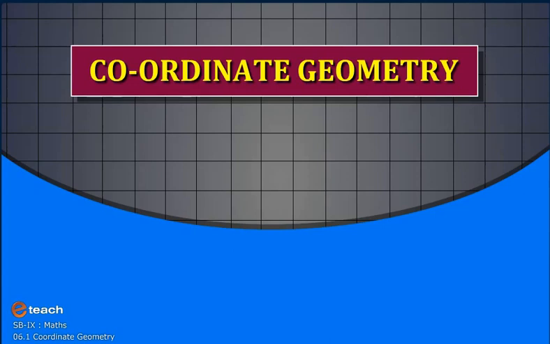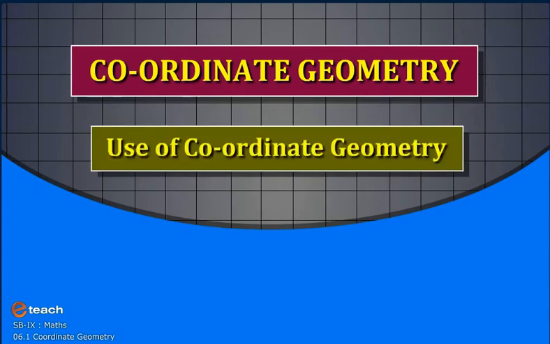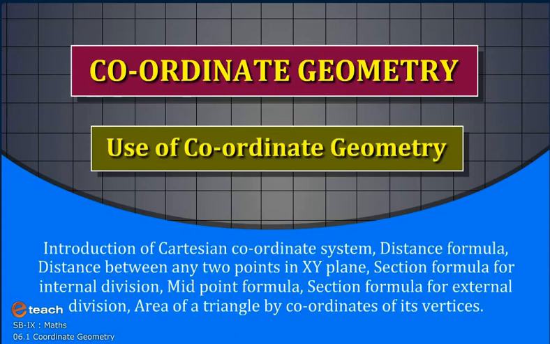Coordinate geometry. Use of coordinate geometry. Introduction of Cartesian coordinate system. Distance formula. Distance between any two points in xy plane. Section formula for internal division. Midpoint formula. Section formula for external division. Area of a triangle by coordinates of its vertices.